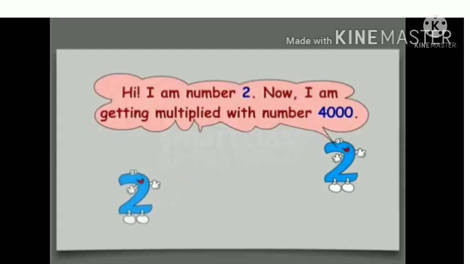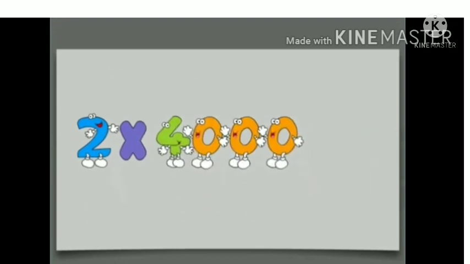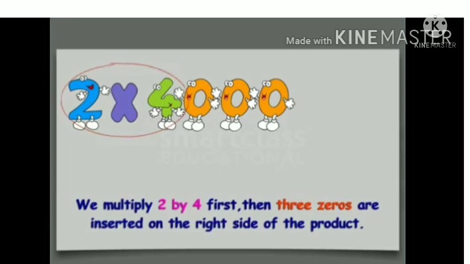Hi, I'm number 2. Now I'm getting multiplied with the number 4000. First we'll multiply 2 by 4 and then 3 zeros will be inserted on the right side of the product.